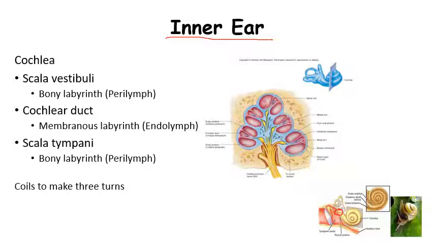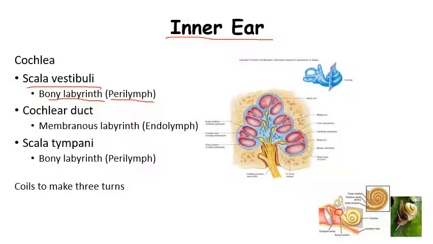And inside this cochlea, we actually have three canals. Where the oval window is pushing into is the scala vestibuli. The scala vestibuli is part of the bony labyrinth, and so it has the perilymph. The scala vestibuli.